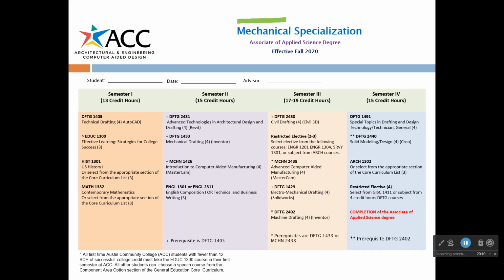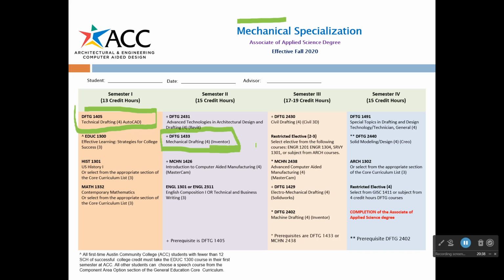Okay, the mechanical specialization, if you're in 1405 right now, you could take this course right here, Dftg 1433, which is mechanical drafting. And you're going to learn to use a software called Inventor, which is a software that's customized just for mechanical design. And it's so much better than AutoCAD, but it's complicated. But once you get it down, you're not going to ever want to go back to AutoCAD.